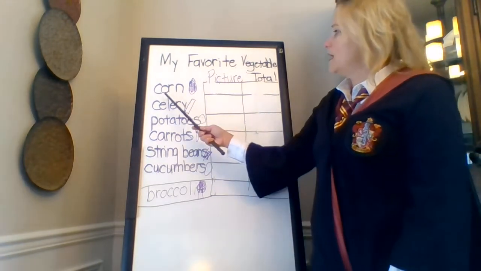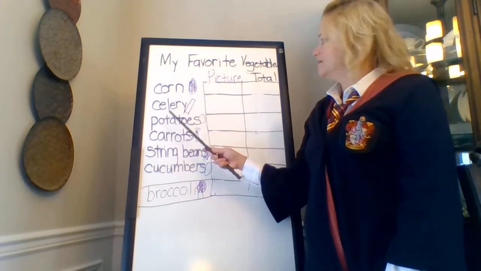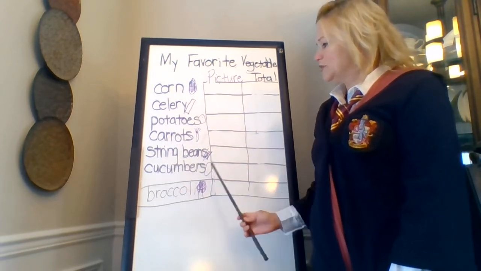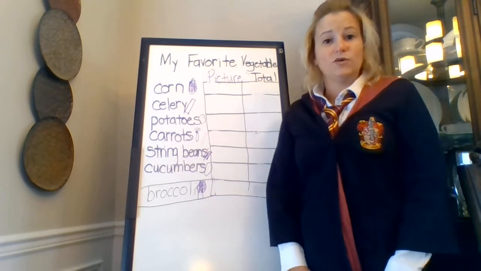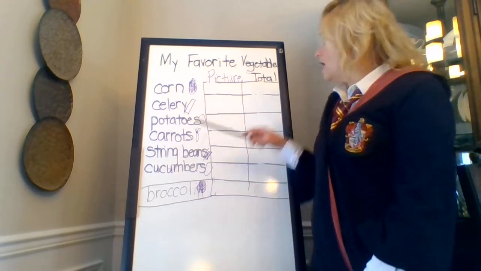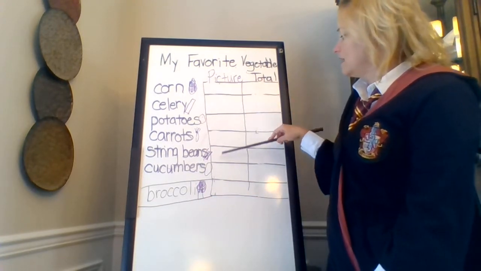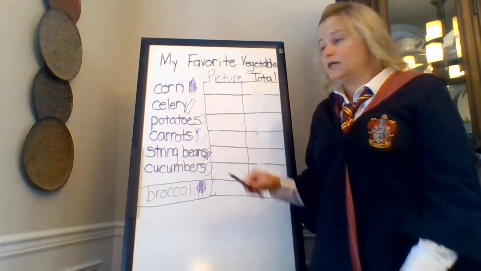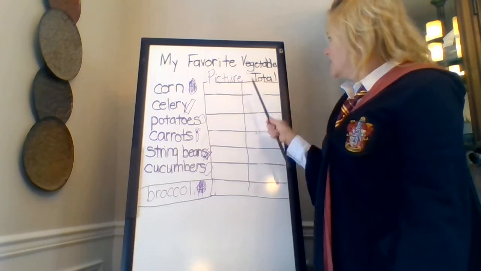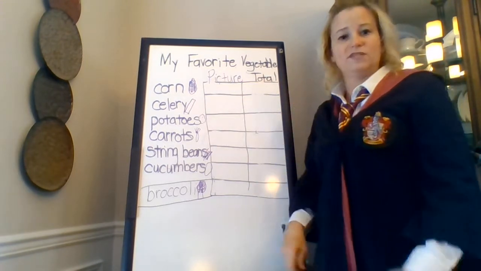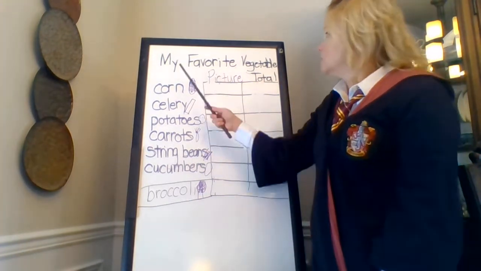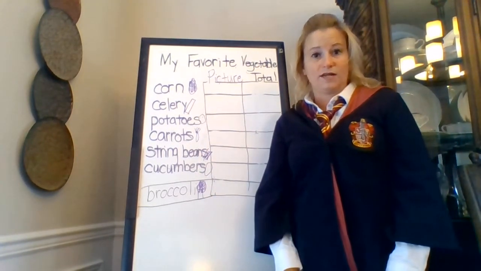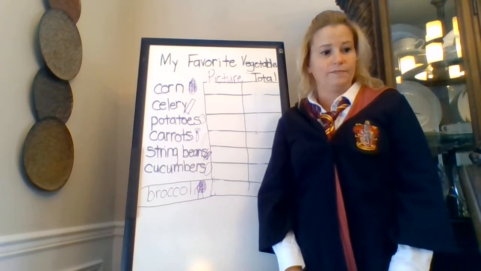So we have corn. There's my picture of corn. Celery, potatoes, carrots, string beans, cucumbers, and broccoli. Every time one of those gets a vote, I draw a picture right here in the side. Then, when I'm done, to analyze my data, I look at all the pictures, I count them up, and I write the total over here to see which one got the most votes. We're doing, again, my favorite vegetable, and I have my two students that are going to be joining me. They have their wands ready.